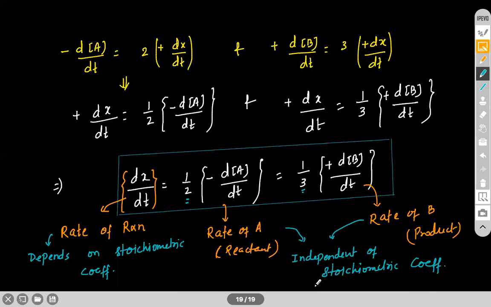Did you understand this? Now you see, if the rate of reaction depends upon the stoichiometric coefficient, then listen to me very carefully: if the reaction is not given, then we cannot find out the rate of the reaction. We can find out the rate of individual species, meaning the rate of reactant and product, but the rate of reaction we cannot find out if the reaction is not given. Write down this point.